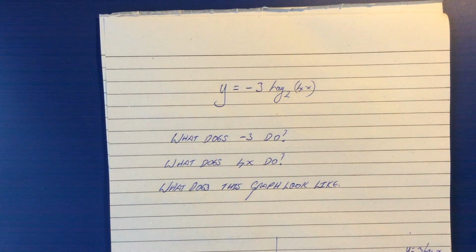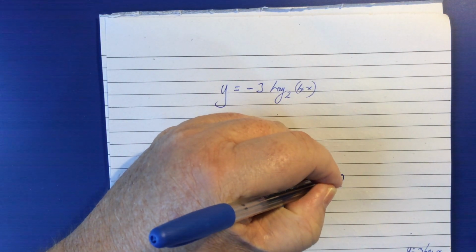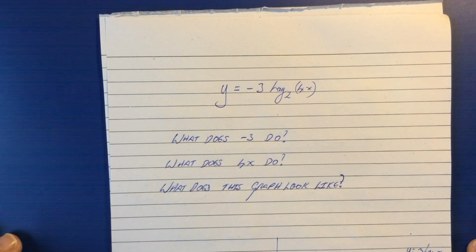First of all, what does the negative 3 do? Secondly, what does the 4x do, particularly the 4? And of course, what does this graph look like? And for the English students amongst you, I'll put a question mark there. We'll get that right at least. Okay, well, we've got a few things to deal with.